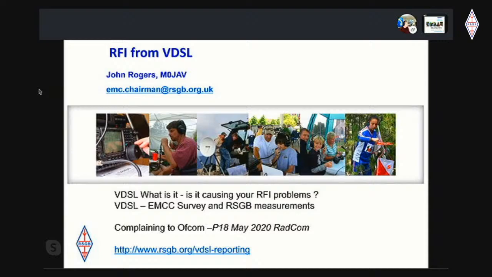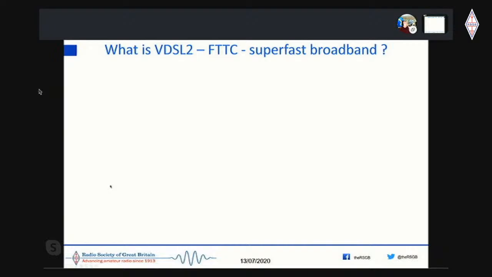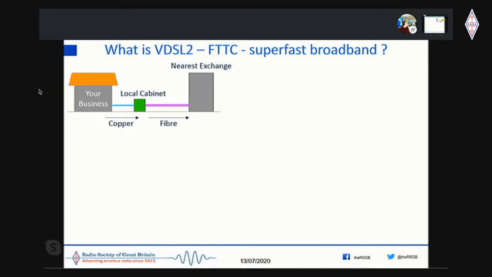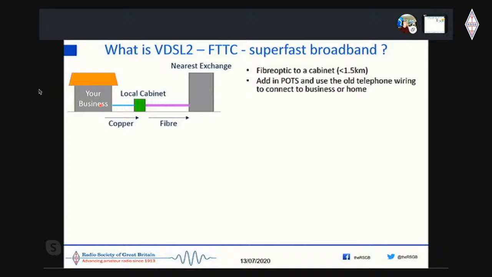So what is VDSL? It's fibre to the cabinet or super fast broadband. And what does that mean? That means that your internet is provided from the exchange through a fibre to a local cabinet where it's converted to copper wire and delivered to your home or business. The fibre optic cabinet is usually less than 1.5K from your house. One of the complications is it adds in the old telephone system and uses the existing wiring. And that means that as an engineering problem, you have to hope that crosstalk and radiation don't cause problems.